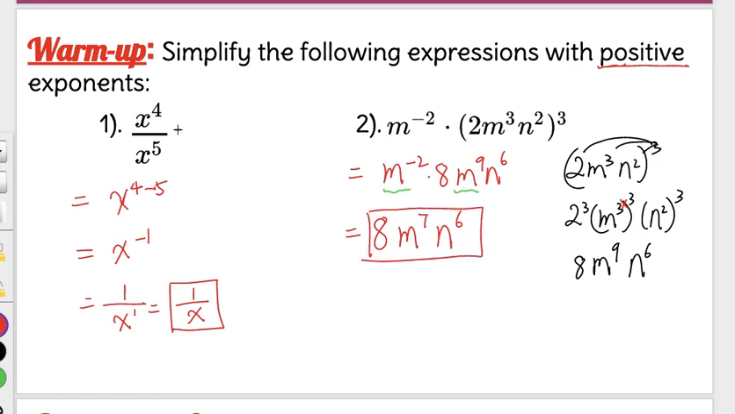So several things we actually reviewed. When we divide, we subtract the exponents. When we raise to a power, we multiply exponents. And when we multiply powers together, we add exponents. So these are some basic rules we are going to use, and do not forget that.